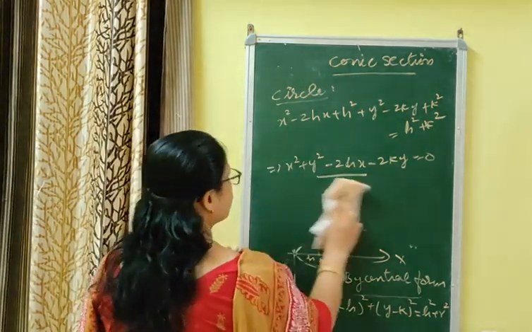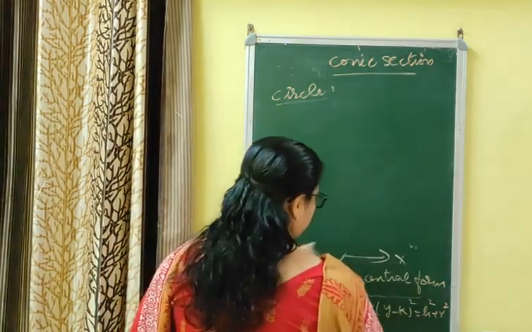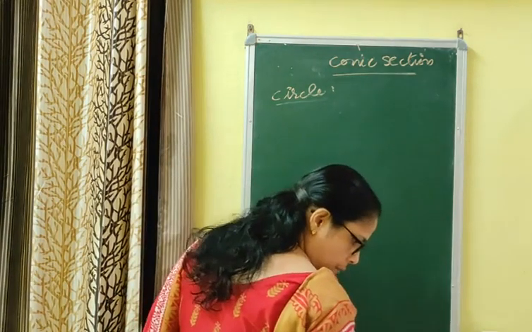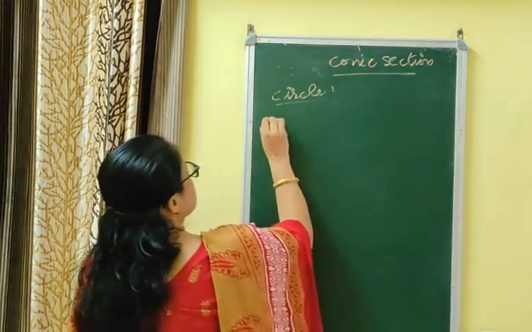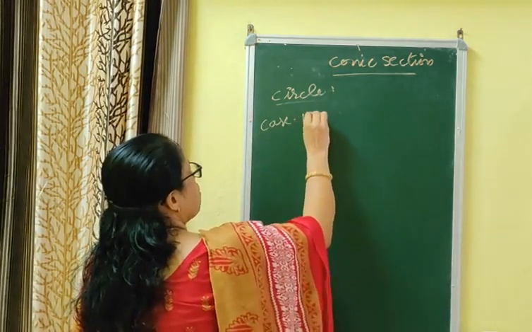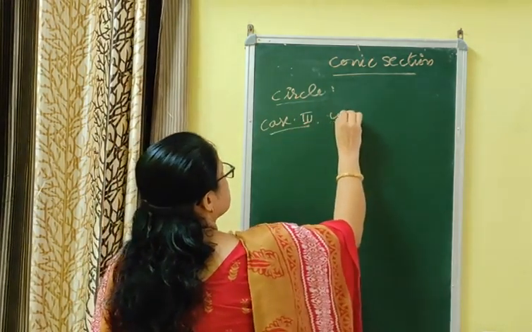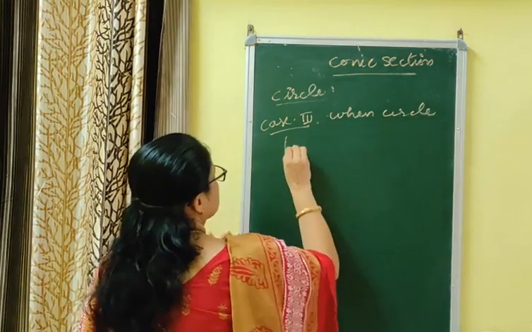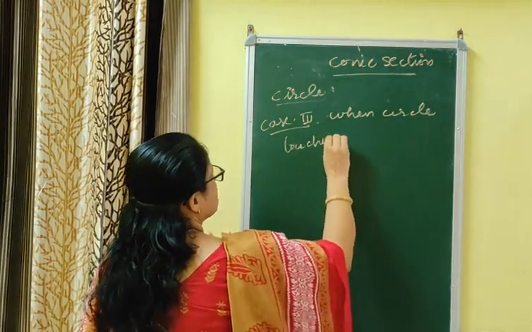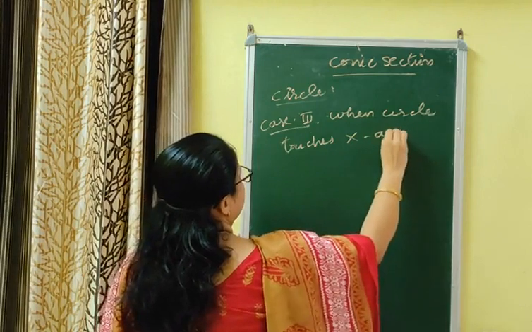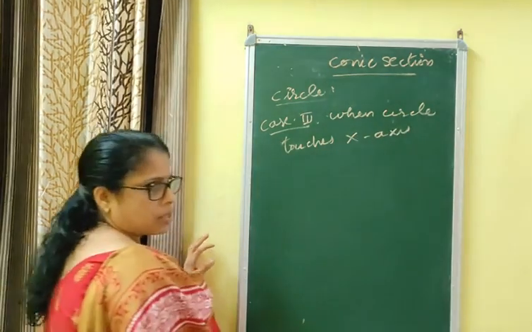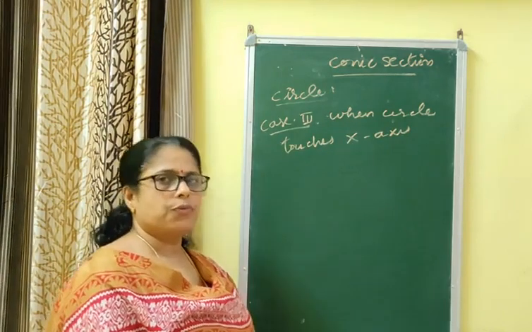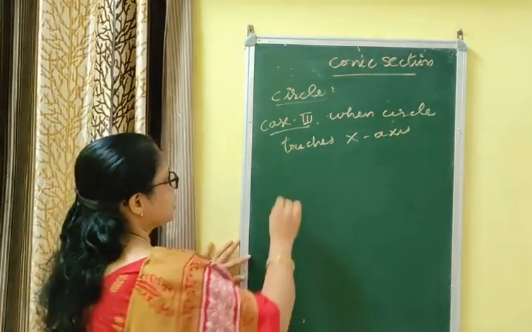This is case 2. Now what is case 3? All cases should be known by you. Case 3 is when the circle touches the x-axis. First case was the center lies on the origin. Second, the circle passes through the origin with center (h, k). Third one is the circle touching the x-axis.